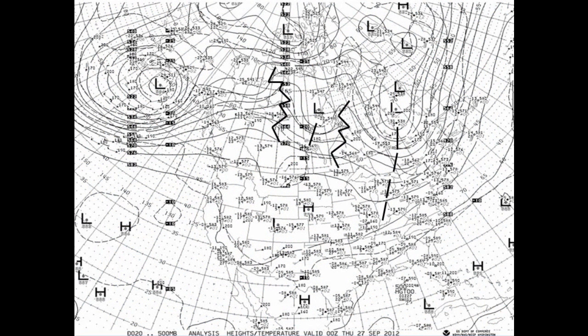Looking now at the 500 millibar 0Z analysis, we see a shortwave trough stretching across our area at 0Z last night, with two ridges located in Saskatchewan and Manitoba.